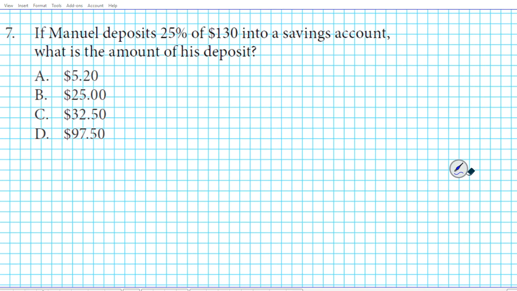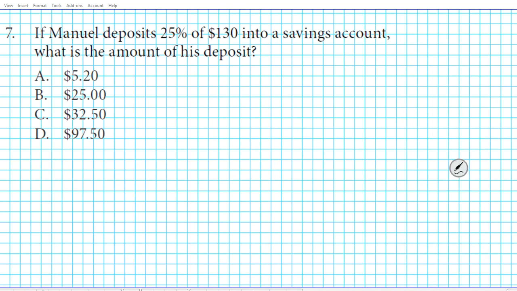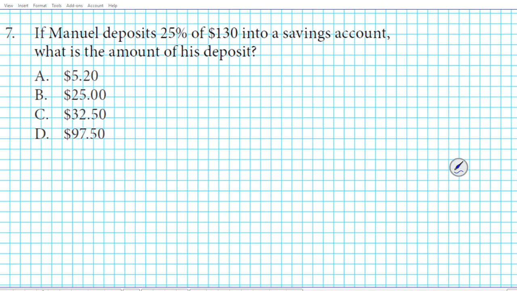Now let's take a look at question number 7. It reads, if Manuel deposits 25% of $130 into a savings account, what is the amount of the deposit? Okay, let's go ahead and write down the formula that's going to guide our problem solving process. The formula that we are going to be using is the percentage formula.